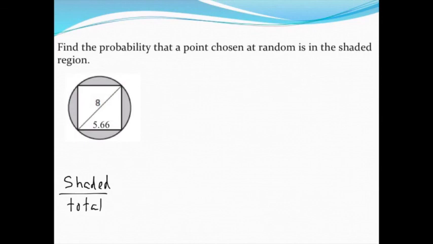So let's try one more together. Once again, I want to find the probability that I pick a point at random and it's in the shaded region. Well, even before I start this problem, I'm going to estimate that my probability is going to be fairly low. Since the shaded section looks like it's not a large part of this figure, I'm guessing my probability should be low. So the total area, let's start there.